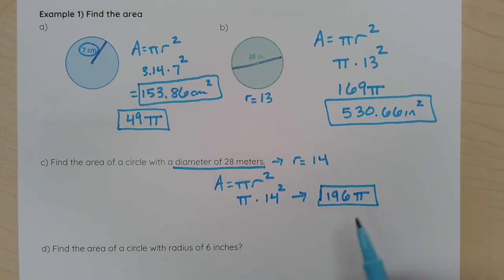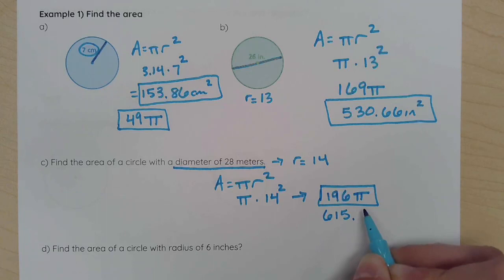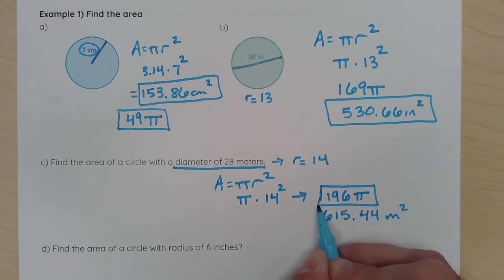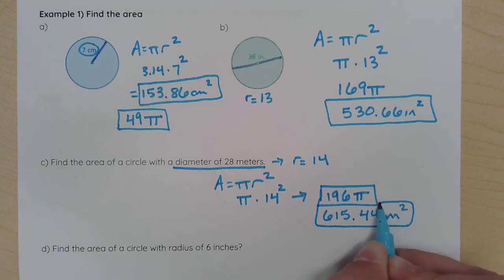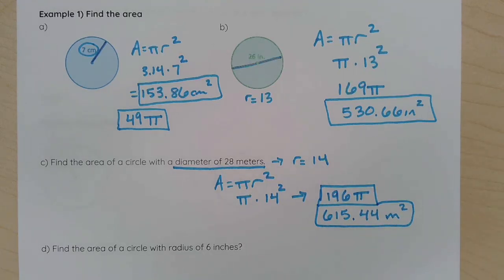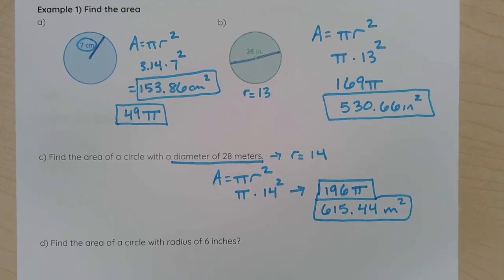If I want my approximate form, which I'm always going to calculate, 196 times pi is 615.44, and this would be meters squared. So again, I'm just showing you both forms in case it shows up at any point in time. I typically will use approximate form for my answers, so I'm going to do that moving forward.